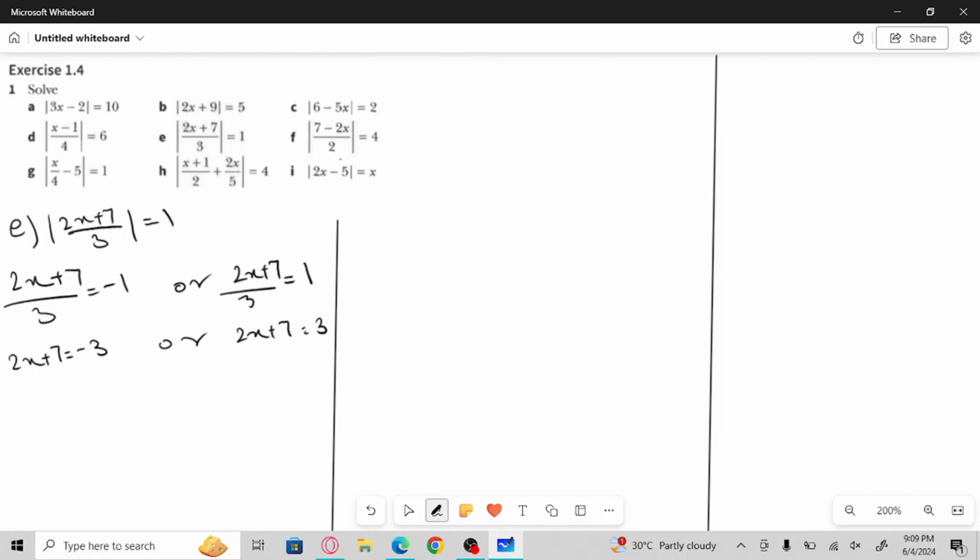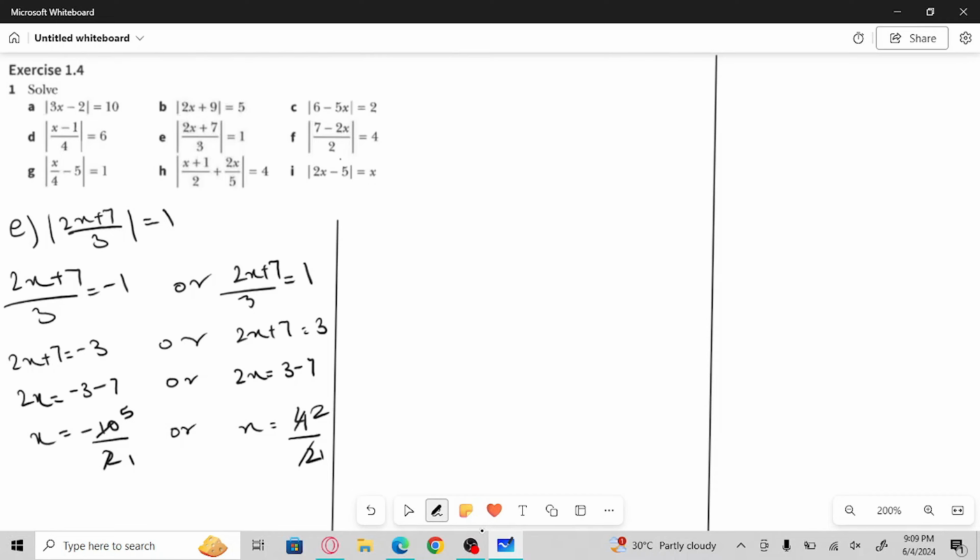So 2x is equal to negative 3 minus 7, or 2x is equal to 3 minus 7. x is equal to minus 3 minus 7, which is minus 10, upon 2, or x is equal to 3 minus 7, which is minus 4, upon 2. And we'll simplify this. 2 ones are 2, 2 fives are 10, 2 twos are 4. We have two values for x.